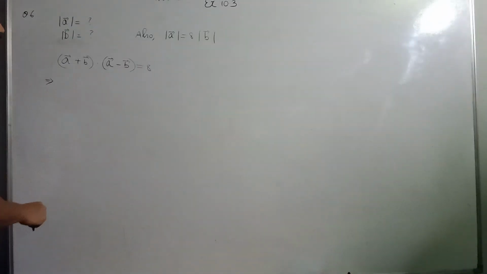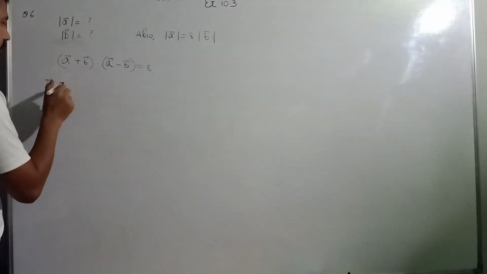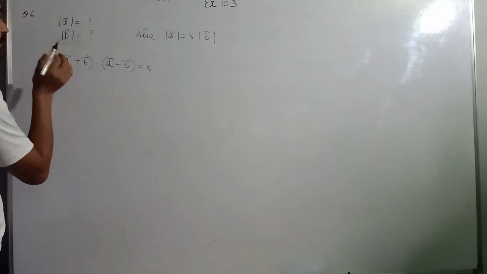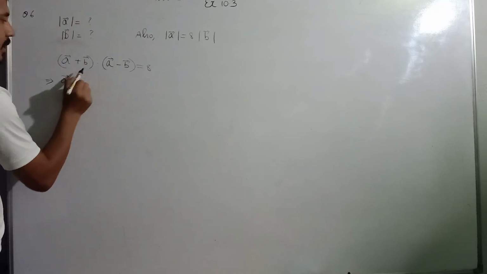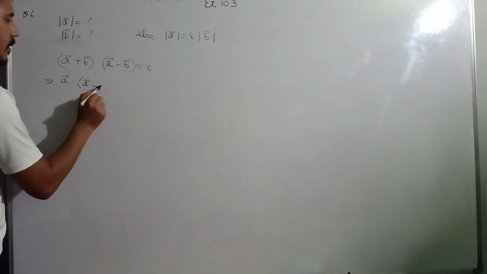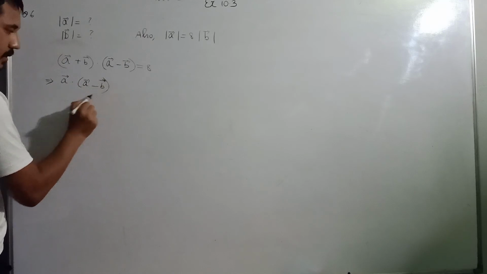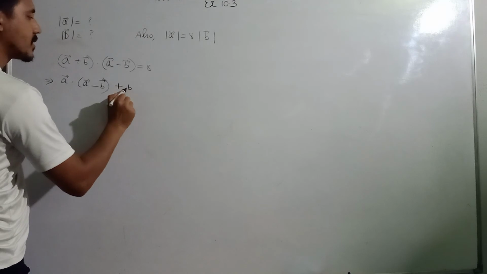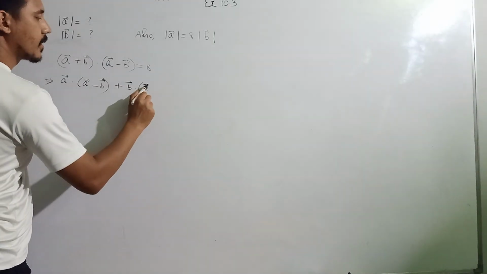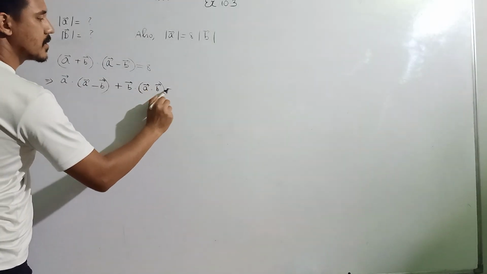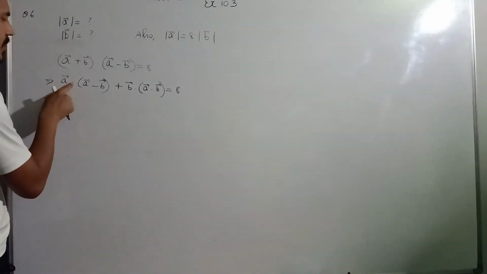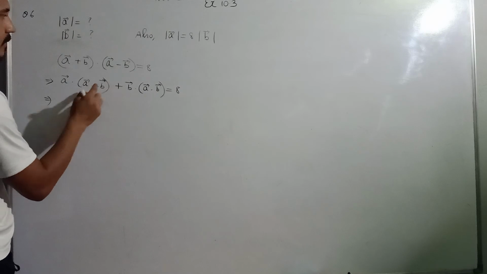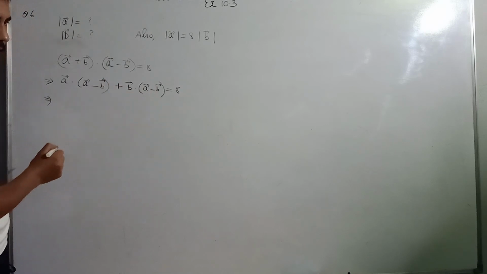Let's see. And what do we have? Distributivity. Can I write like this? A dot A minus B, correct? Plus B dot A minus B is equal to 8. Now we'll use distributivity of scalar product over subtraction. That minus was too small, so I made it bigger.